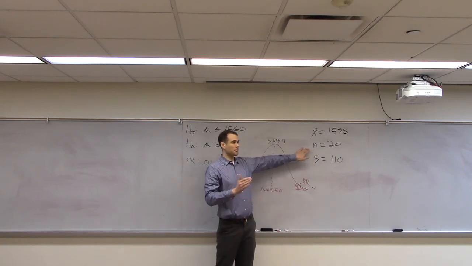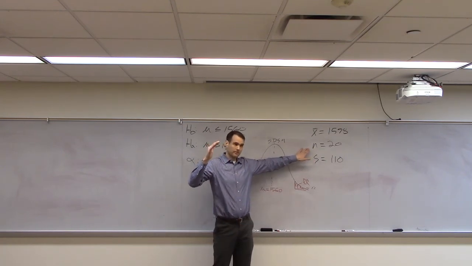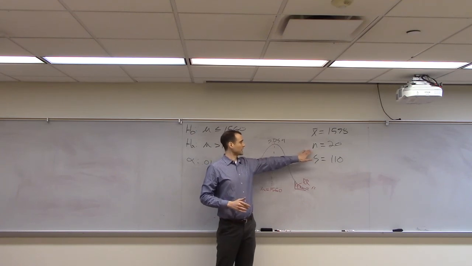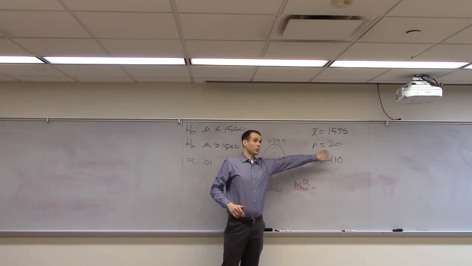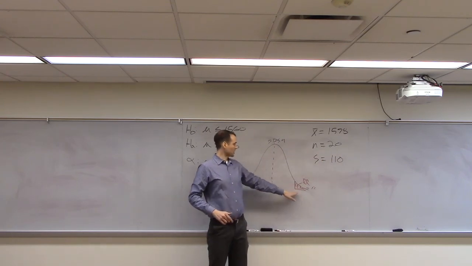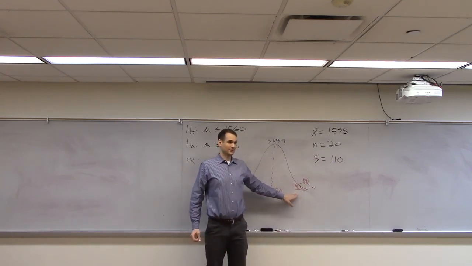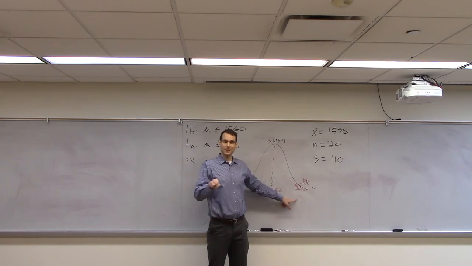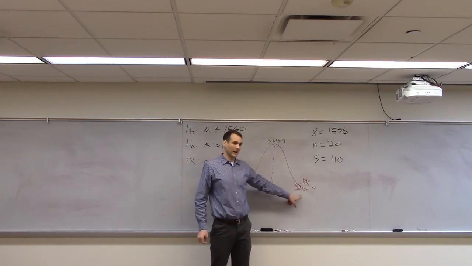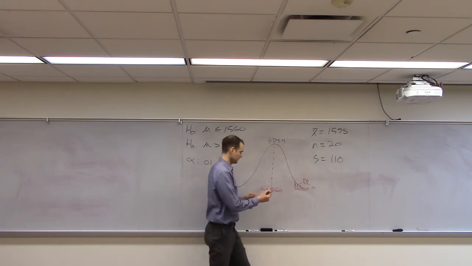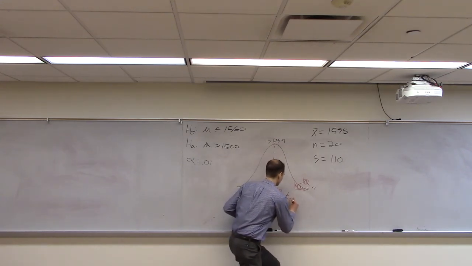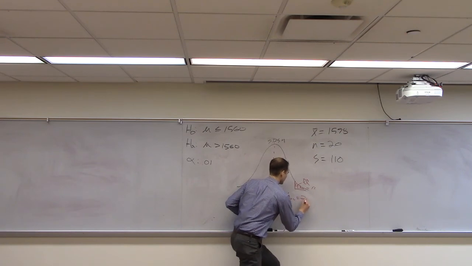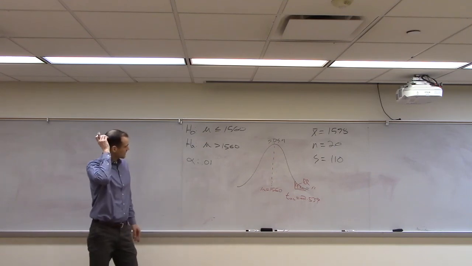As sample size gets bigger, degrees of freedom gets bigger. So our degrees of freedom in this case is n-1, which is 19. How much area is in the right tail? 1%. Exactly. So you're going to look on the T distribution, 19 degrees of freedom, 1% in the right tail. 2.539. 2.539 is the T critical value.